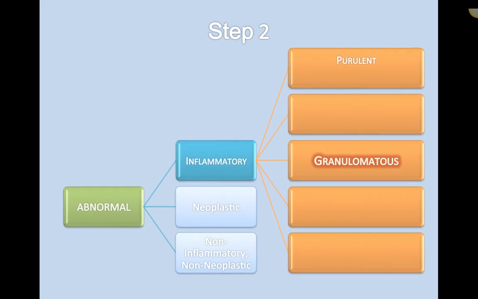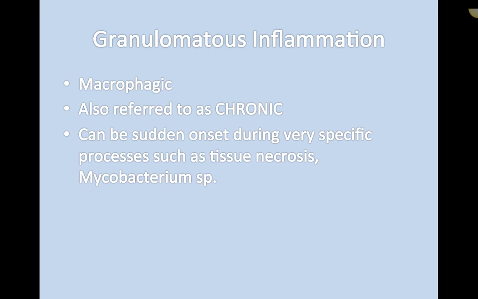Step 2, we're continuing. Next up we have granulomatous inflammation, and that is macrophagic, also referred to as chronic. It can be sudden onset during very specific processes, such as tissue necrosis and mycobacterium species. But in general, we already learned that macrophages are the second line of defense. So they come out once the neutrophils are dead and dying, when neutrophils aren't really doing their job overly well. That's when macrophages typically come out to help fight. So just note that in very specific cases, tissue necrosis, mycobacterium, you can see macrophages more as the first line of defense, which is pretty rare.